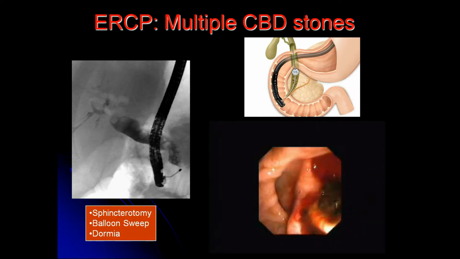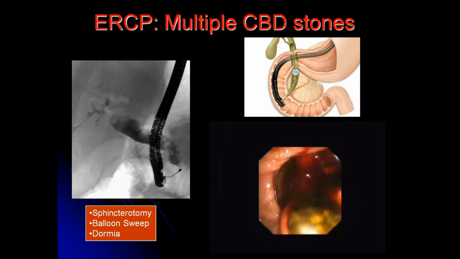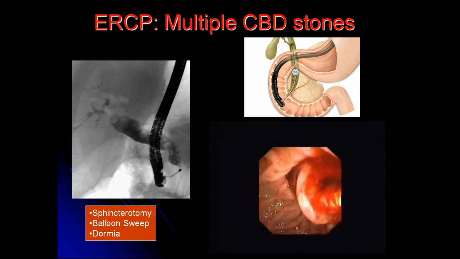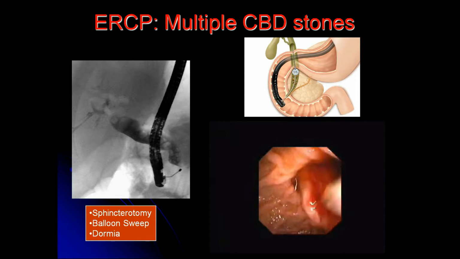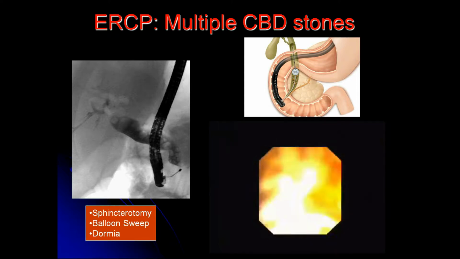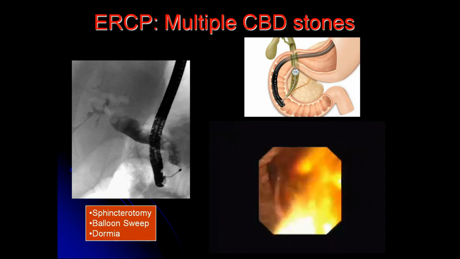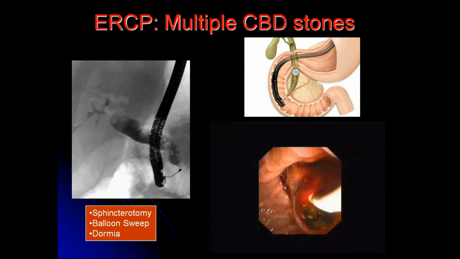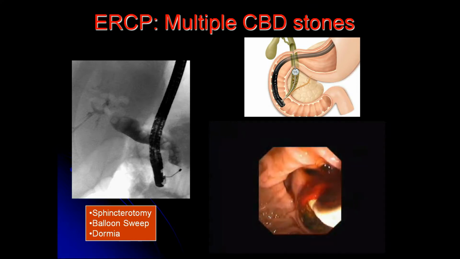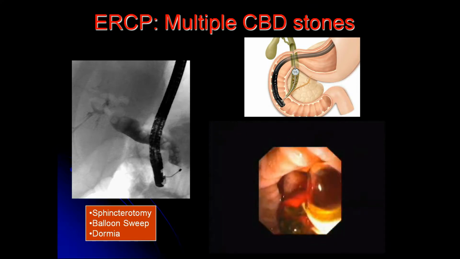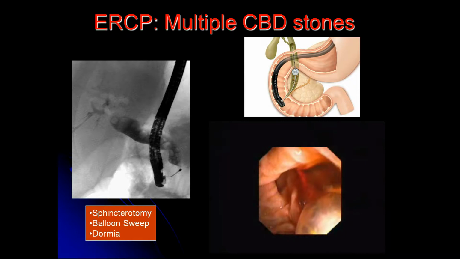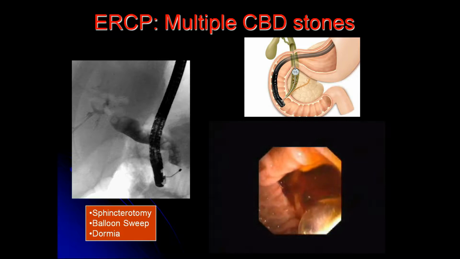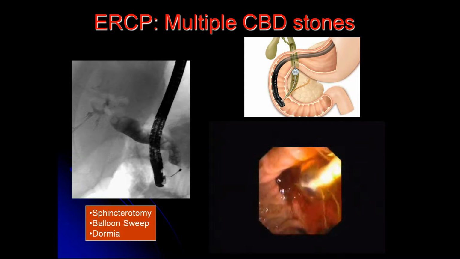If we are worried about any sludge or residual stones, we can always leave a small biliary plastic stent to aid biliary drainage. So sphincterotomy, Fogarty balloon sweep, Dormia basket, they are all in the armamentarium of any endoscopist in order to tackle a patient with multiple bile duct stones. Next slide.